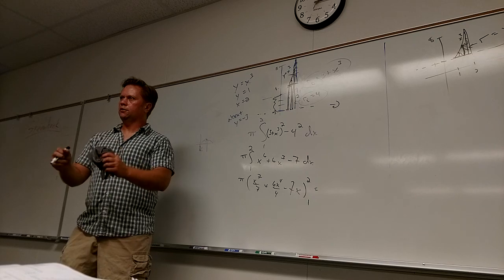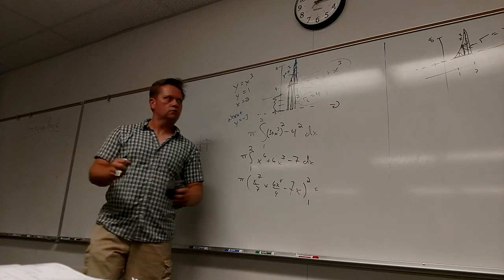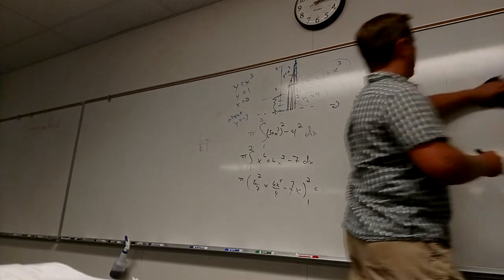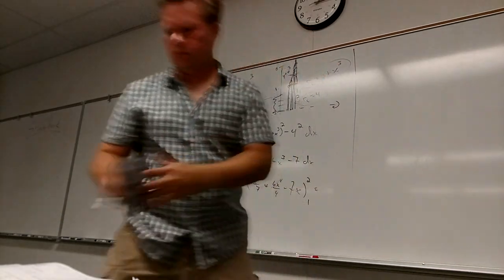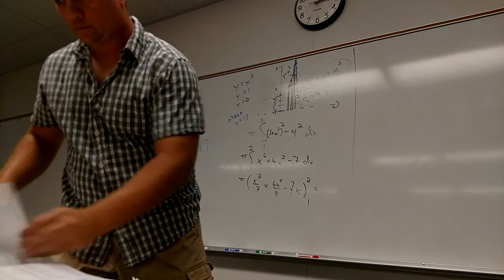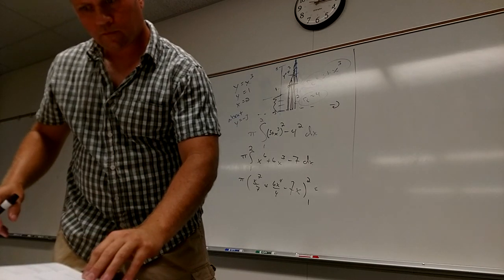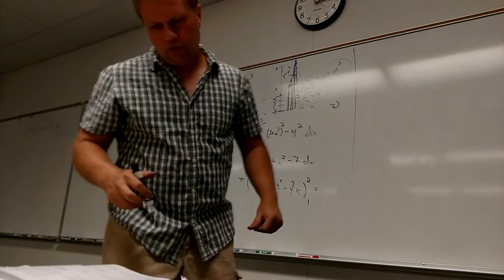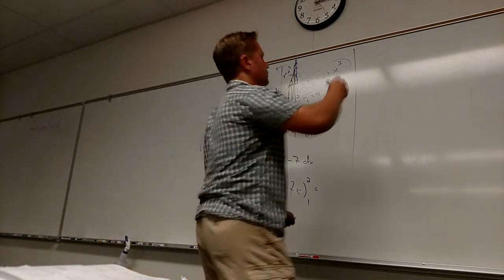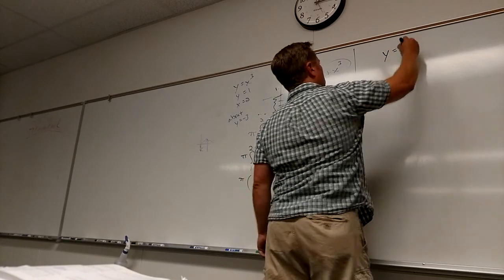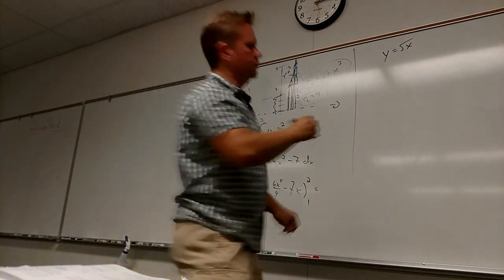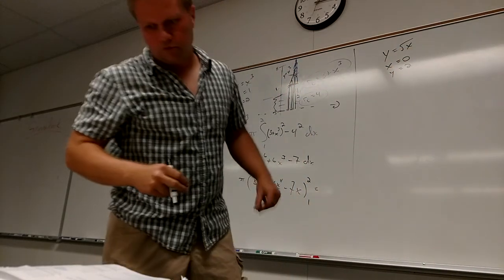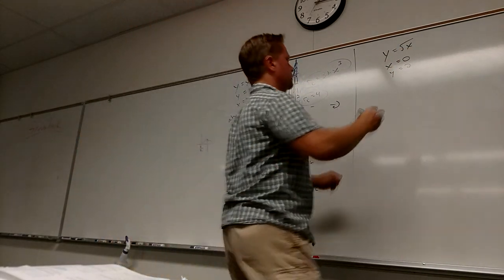All right, let's do another one. Oh, maybe we should have done that one too. Yeah, here we go. What about y equals square root of x, x equals 0, y equals 2, around the x-axis.